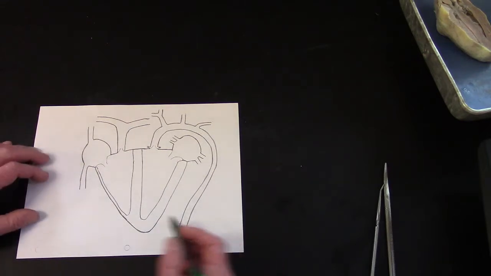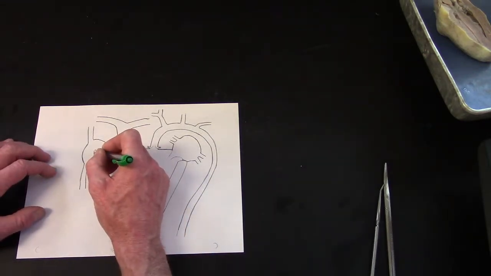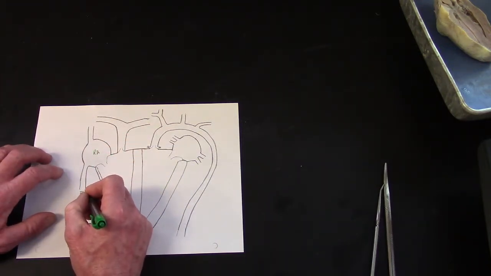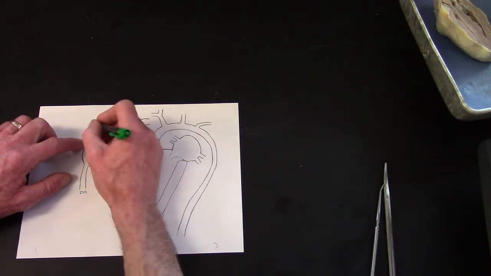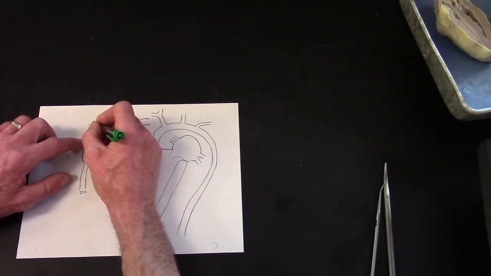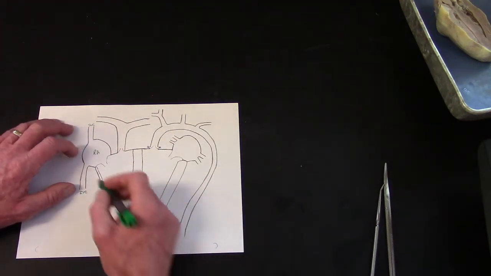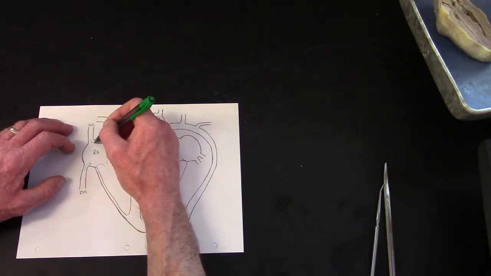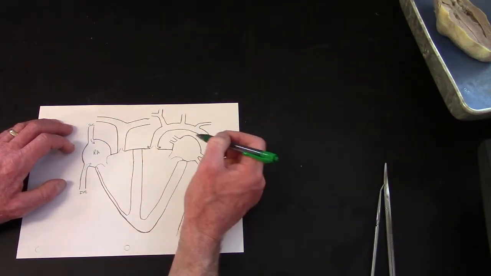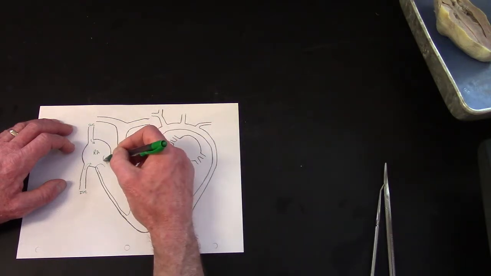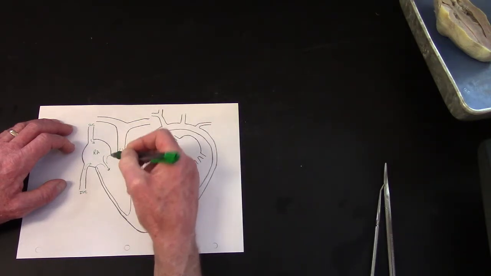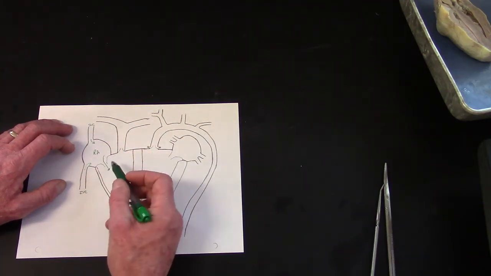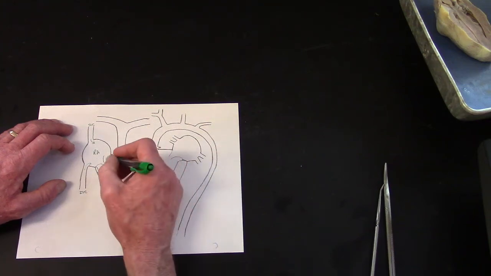So just to run through this, this would be the right atrium. So this would be the inferior vena cava and the superior vena cava, which I'm abbreviating IVC and SVC. And the blood returns from the systemic circulation through the vena cava into the right atrium. From the right atrium, it flows into the right ventricle through the right atrioventricular valve or the tricuspid valve.